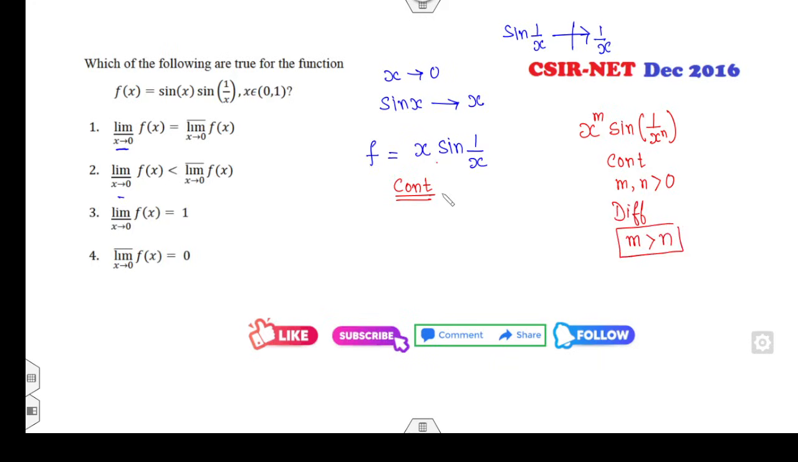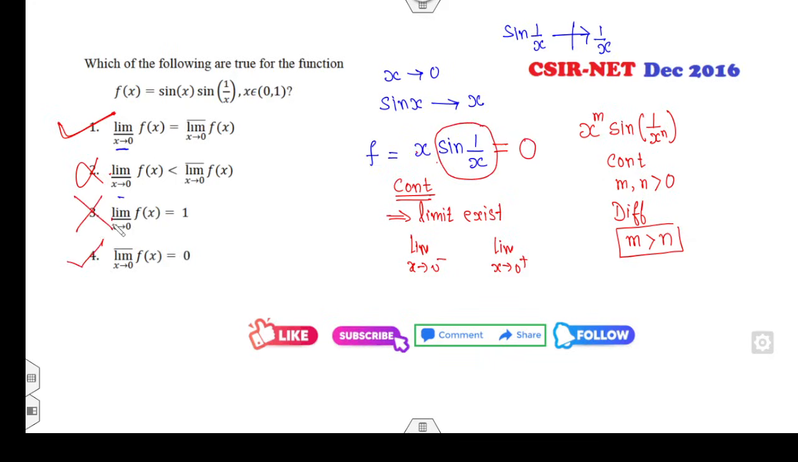So if this function is continuous, that means the limit exists, and once the limit exists, that means limit at 0 negative and 0 positive both must be the same. The first option is correct, the second option is wrong. And what is its limit? When they exist, because this function is a bounded function, that limit goes to the 0. So D option comes first. So A and D are the right answers of the problem.